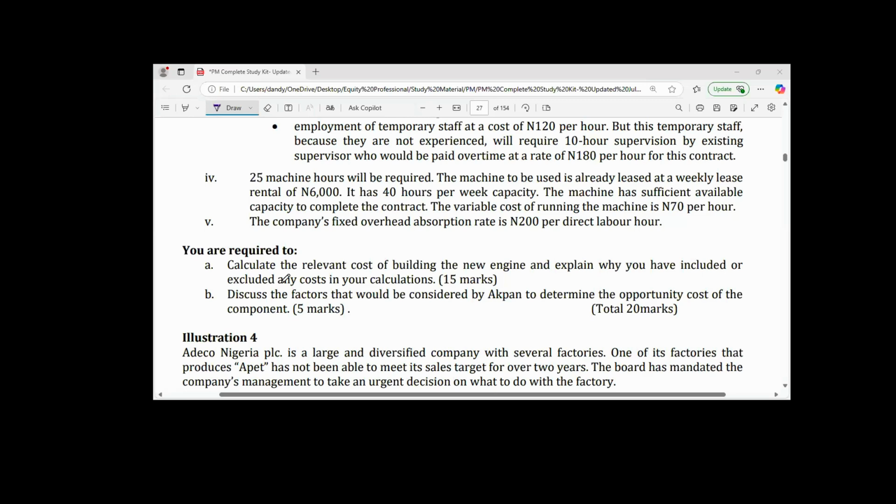So the fourth one, 25 machine hours will be required. The machine to be used is already leased at a weekly lease rental of 6,000 naira. It has 40 hours per week capacity. The machine has sufficient available capacity to complete the contract. The variable cost of running the machine is 17 naira per hour. The company's fixed overhead absorption rate is 200 naira per direct labor hour. You are required to 1.